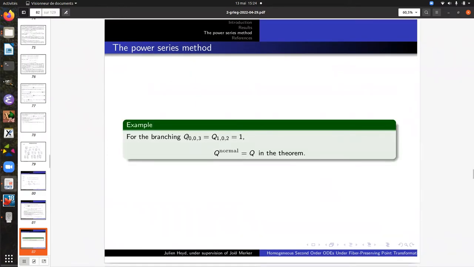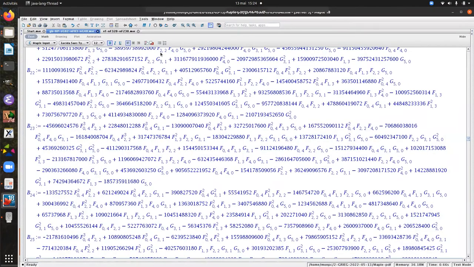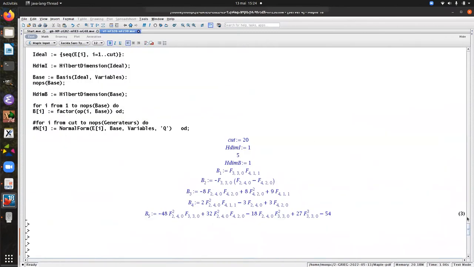And then what I already showed you on Maple, this was this file. No, this one, rather this one.